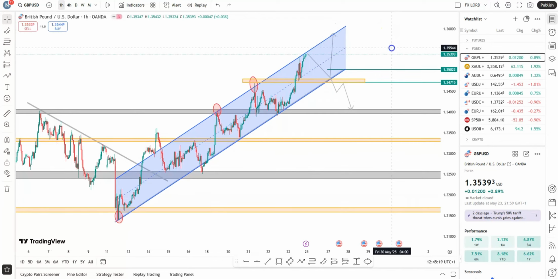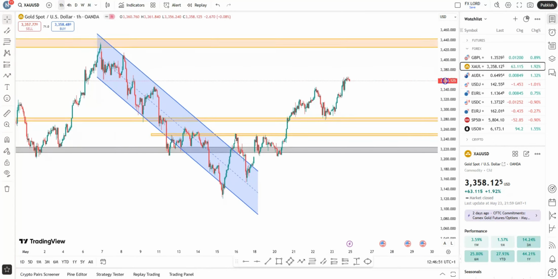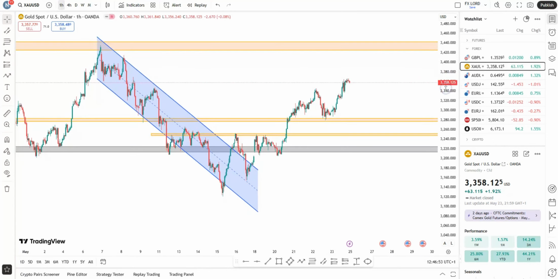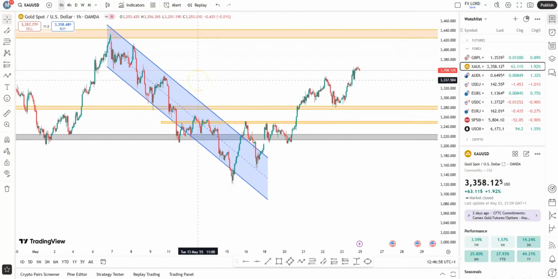The next pair we are going to be looking at is XAUUSD. The XAUUSD pair right now is pretty much as beautiful as GBPUSD. What you are seeing on the chart right now is XAUUSD also forming a channel. This is a channel on a bearish trend, and what you saw on GBPUSD was a channel on a bullish trend. So XAUUSD is not on a bearish trend. What you are seeing right here is just a mini trend.